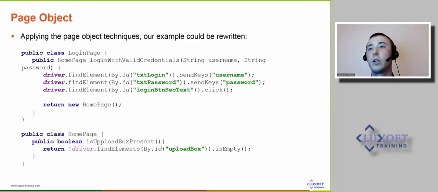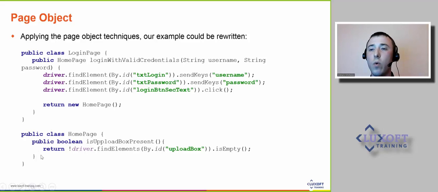Applying the page object techniques, our example could be rewritten. So we will have a login page class with a method login with valid credentials, or just the login method. This method supposes that we will log in successfully. This method takes two parameters, username and password, and please pay attention that it returns the home page because in this method we will successfully log in. In this method we just fill the username and password fields and click the login button to return a new home page.